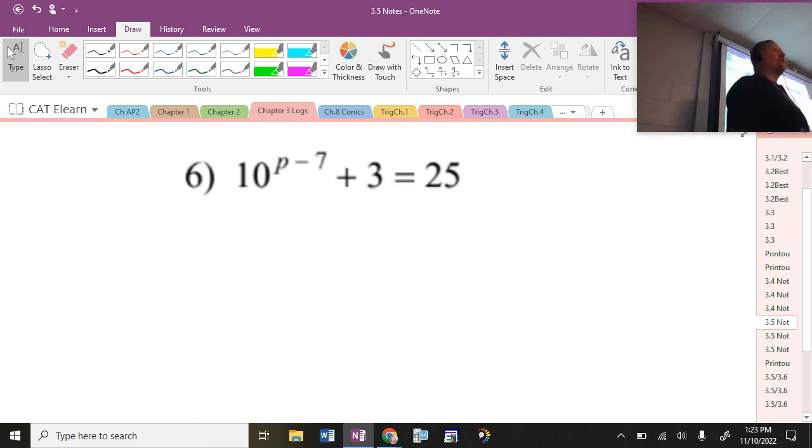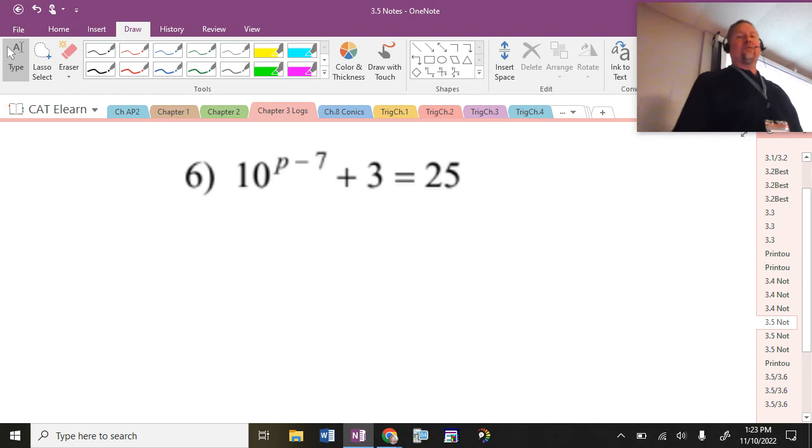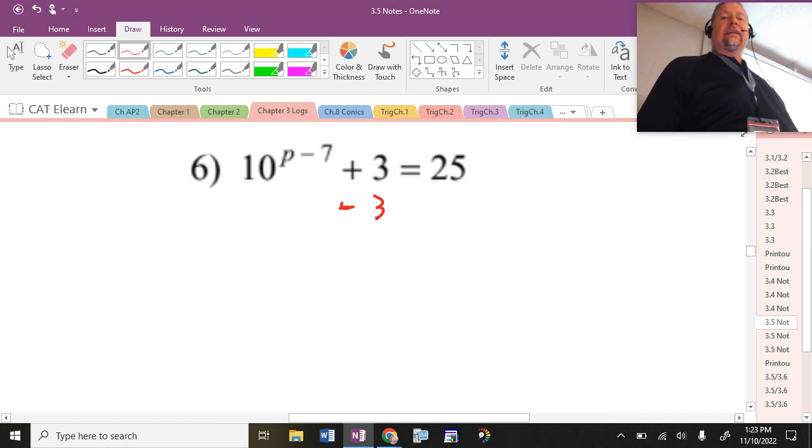What do you do first? 3, 2, 1, go. You can't do anything before you get these things isolated into 3 positions. In this case, base, exponent, answer.